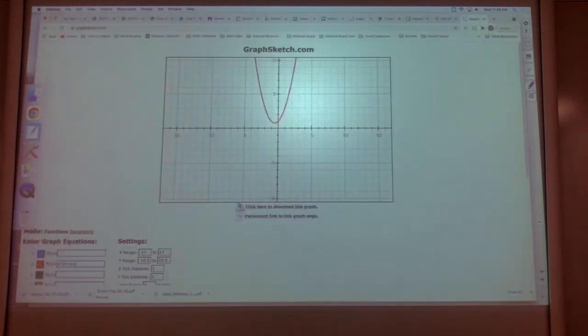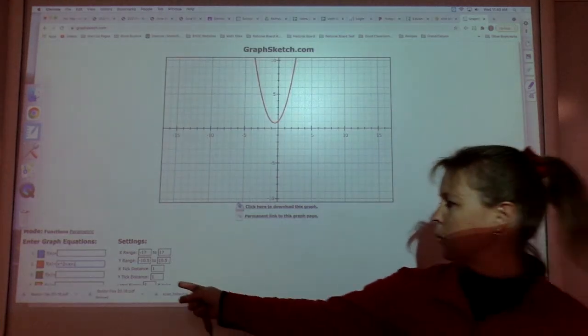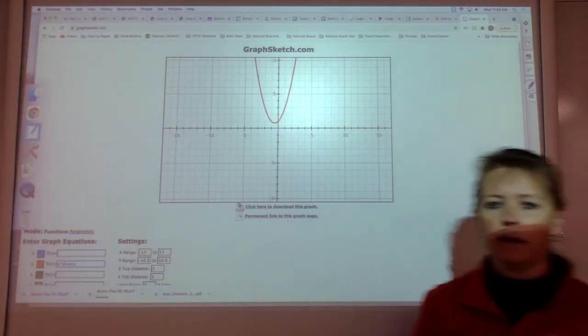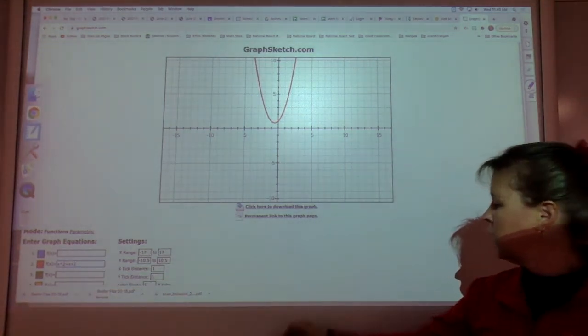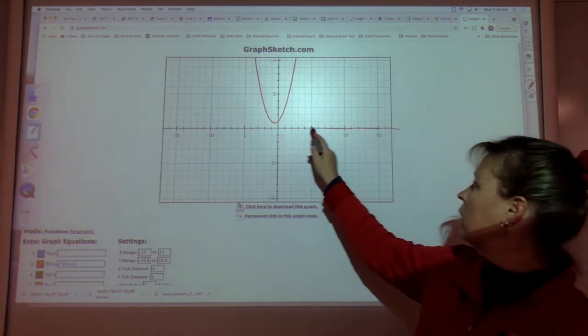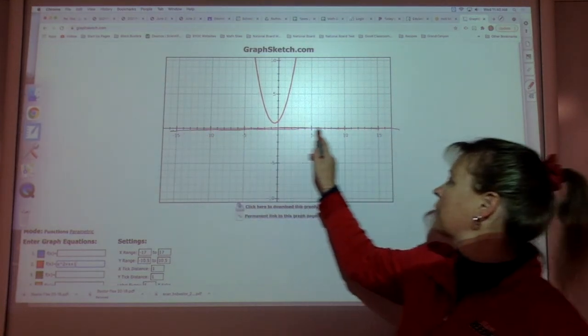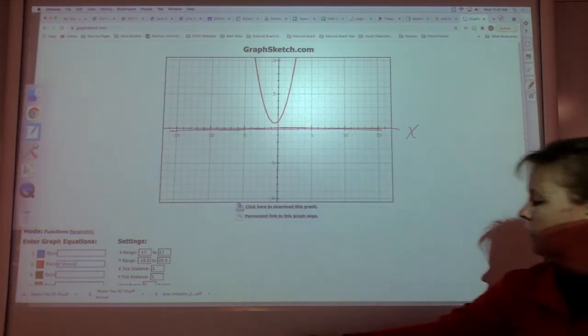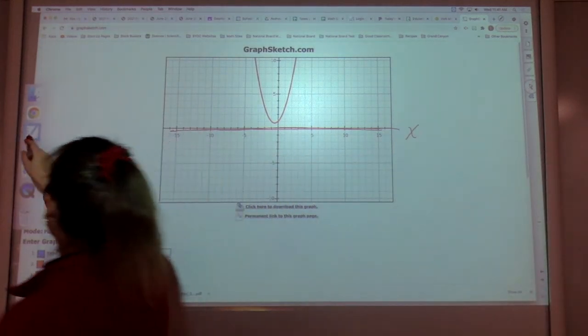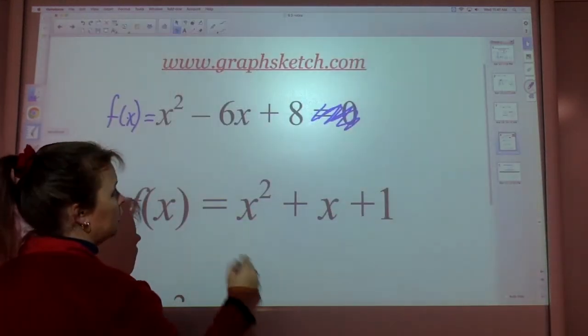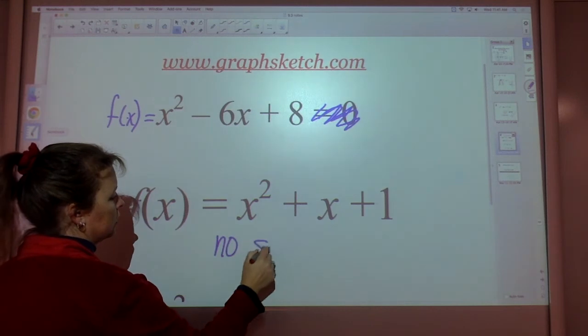Your graph looks like this. Notice I wanted a red graph this time instead of a blue graph, so I put it just on a different line. And you're looking for when does it equal 0. Here's your graph. Here's your x-axis. It's never going to make it. When does it equal 0? It never equals 0. No solution.